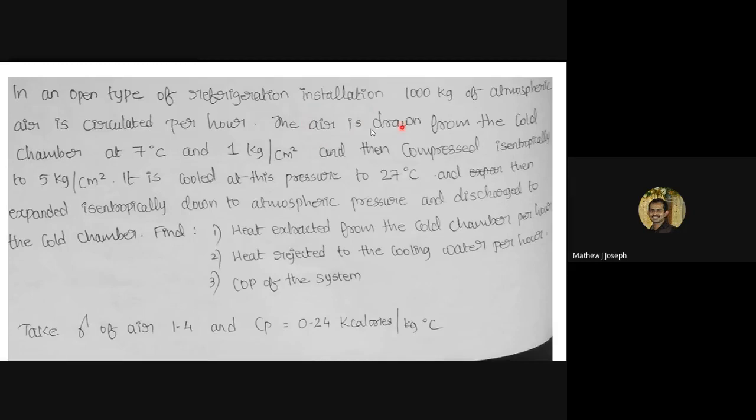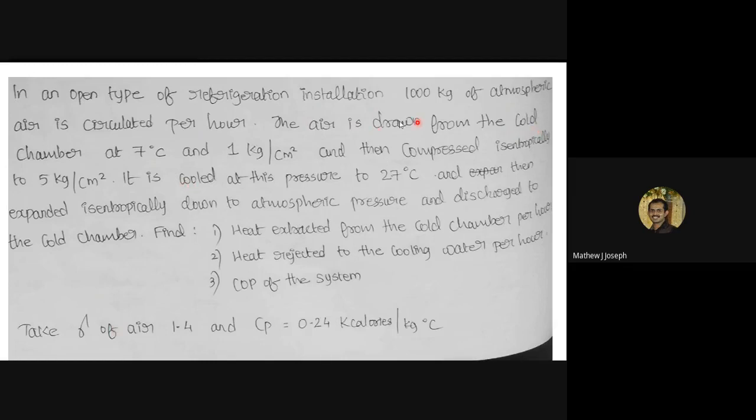Again we continue reading the question. The air is drawn from the cold chamber at 7 degrees Celsius. What is meant by this cold chamber? Cold chamber is nothing but the normal freezer compartment, or the area where we want the coolness to be produced. Normally, it is the freezer compartment.